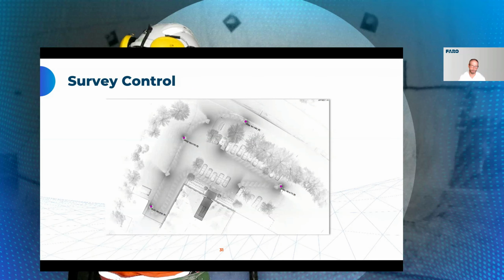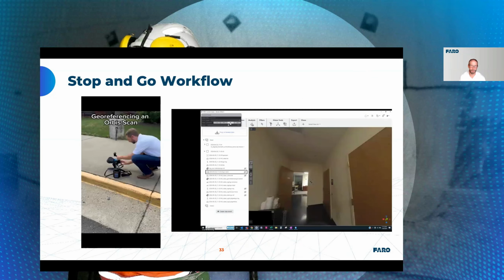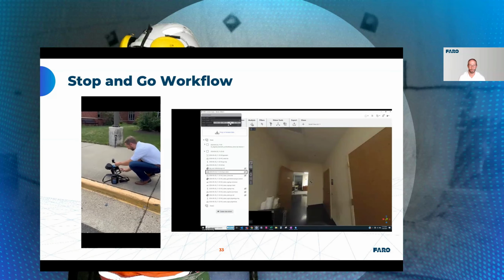So I talked about our stop and go workflow. This is just an example of how we can do that, right? So both a vertical or horizontal surface, we will have physical survey points on the ground, or I mentioned a horizontal or vertical surface. And in order to capture that, we just push the scanner on top of that and let it know, hey, this point's important. When we bring this back into the software, we can then adhere to survey control. So I've got just a little video here that'll demonstrate how this is done.